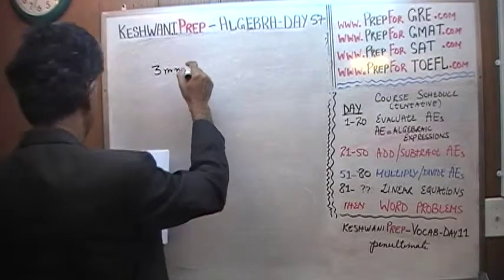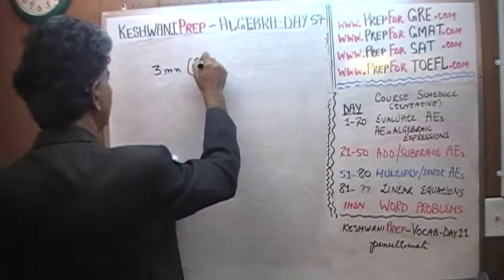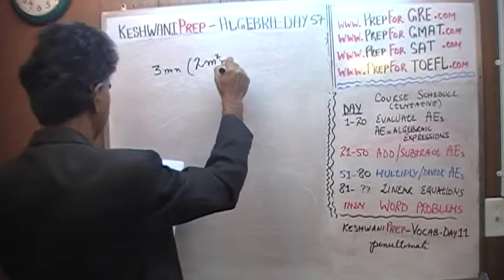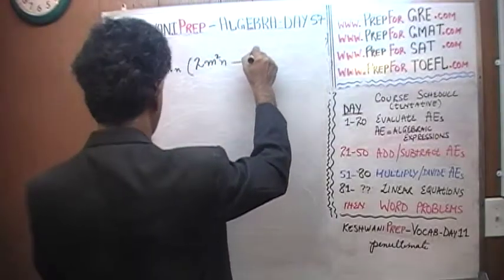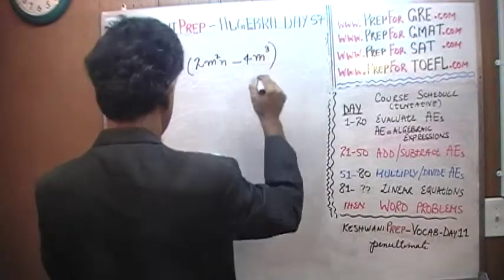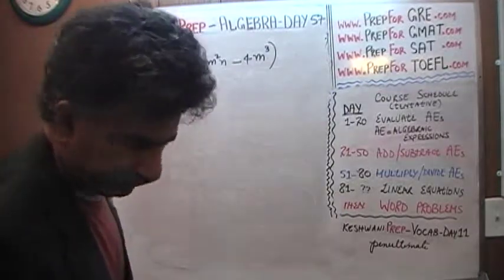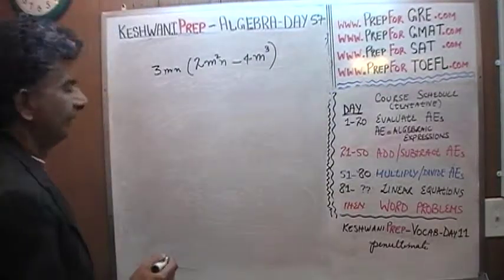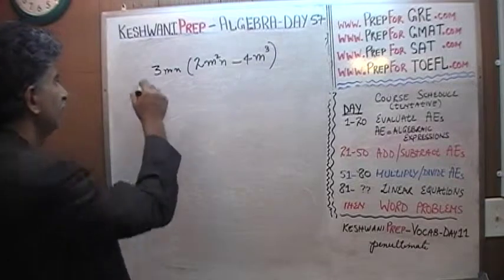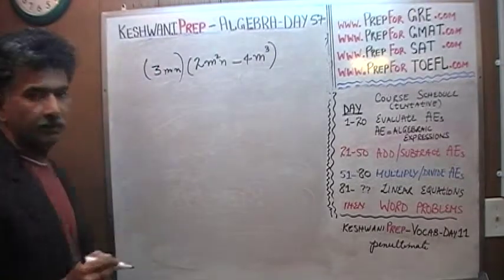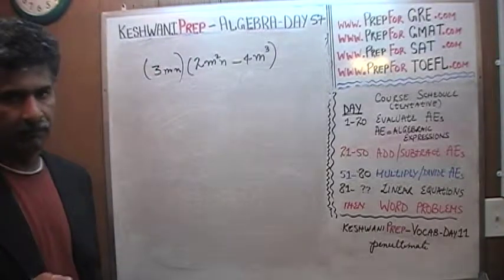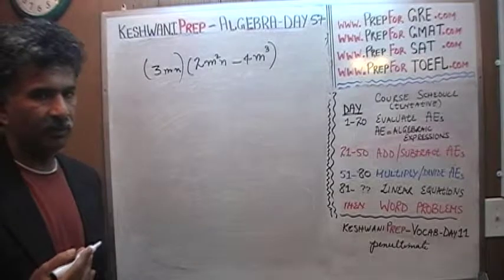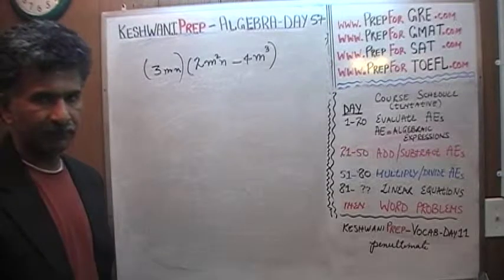3mn times 2m squared n minus 4m to the third. Now, if it makes it easier for you, you can put a parenthesis around it. It makes no difference. We did not do anything to it. Parentheses are only for convenience, to keep things separate.